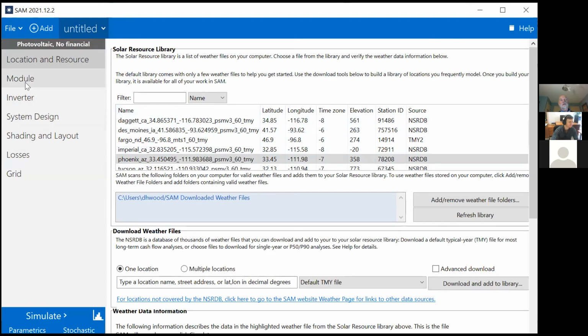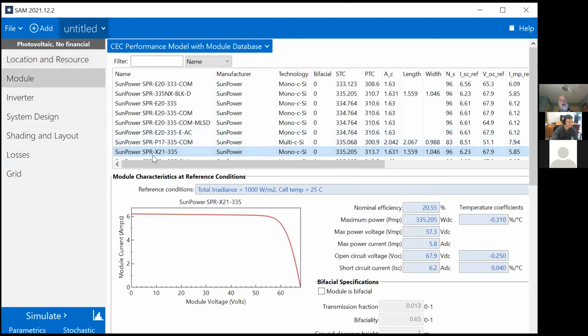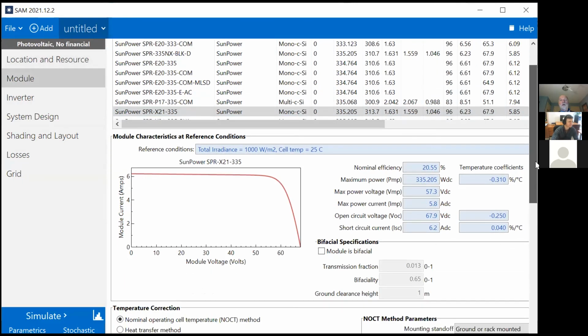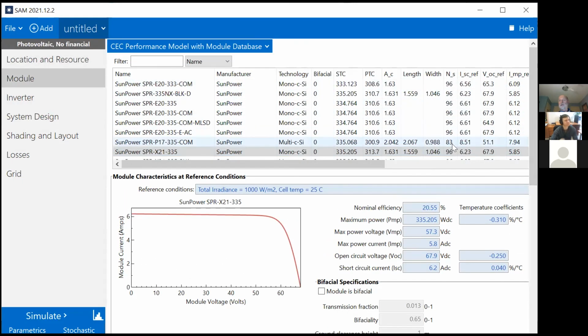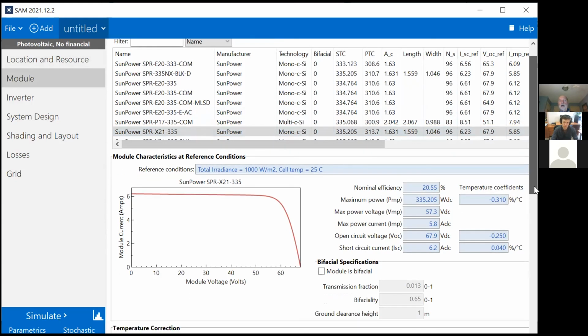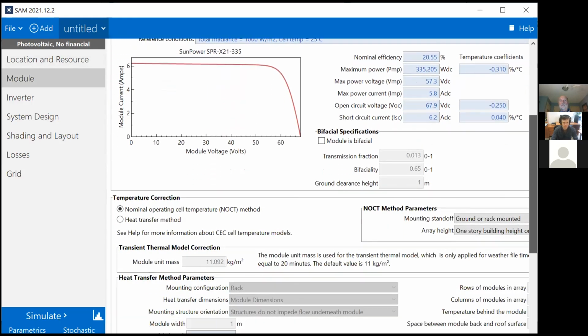But let me go to the module itself and take just an example module from the large number that are stored in the database. Now, again, there's nothing special about this particular module. It is just one of the many that's in the SAM database. And if you look at the information here, which I will scroll up, you'll see pretty much the same sort of information that we saw on the manufacturer's spec sheet. Here is the current versus voltage curve for the module.